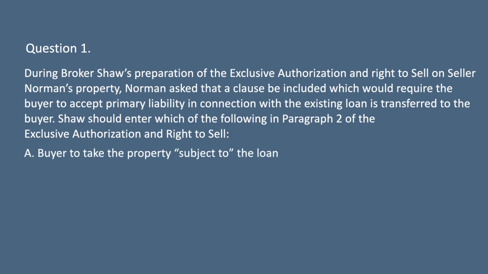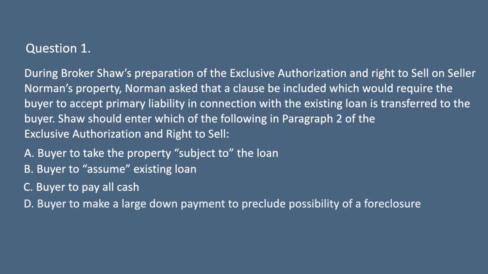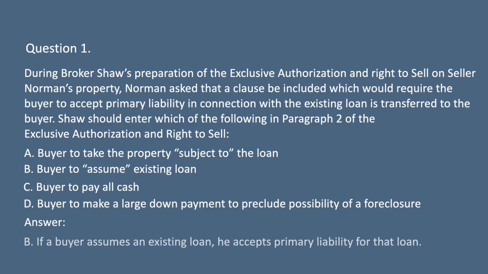A. Buyer to take the property subject to the loan. B. Buyer to assume existing loan. C. Buyer to pay all cash. D. Buyer to make a large down payment to preclude possibility of a foreclosure. Answer. B. If a buyer assumes an existing loan, he accepts primary liability for that loan.